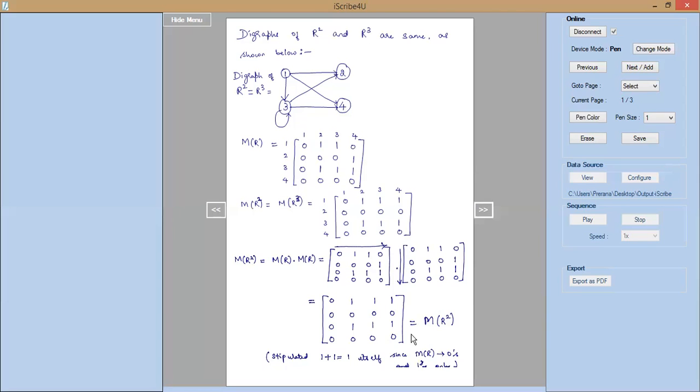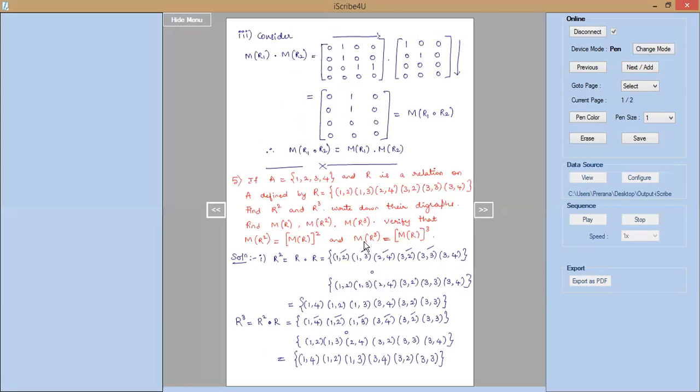Right? So this is another important problem I leave to the students to work out. Matrix R cube is equal to matrix R the whole cube. I have just left this for the students to do.